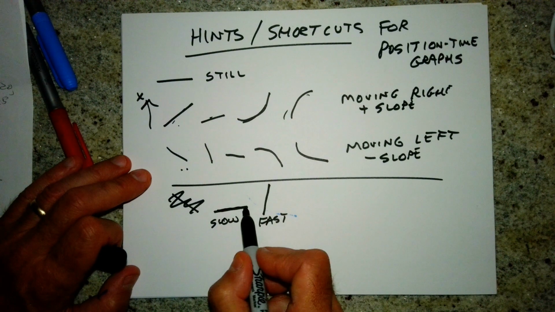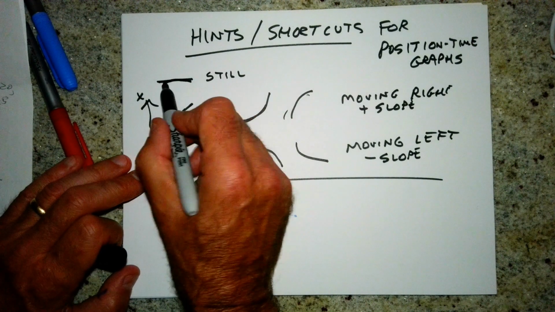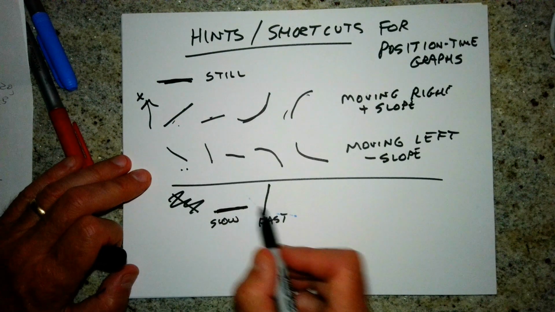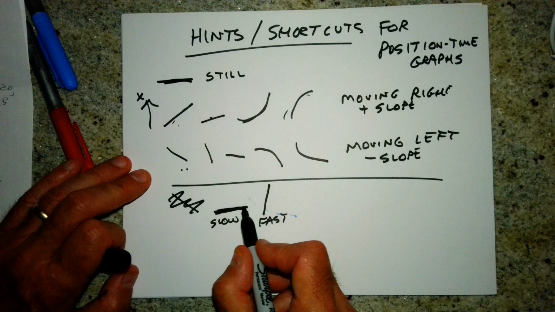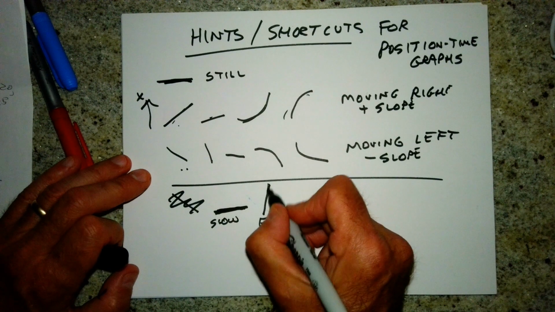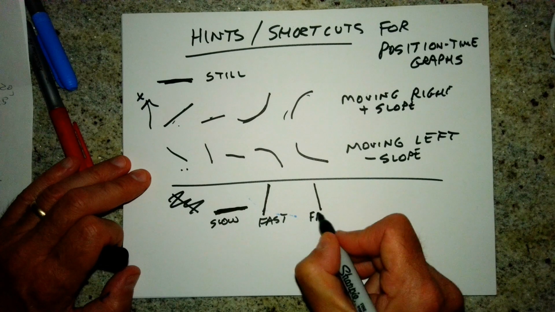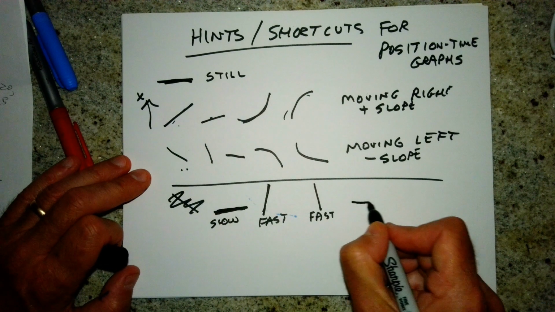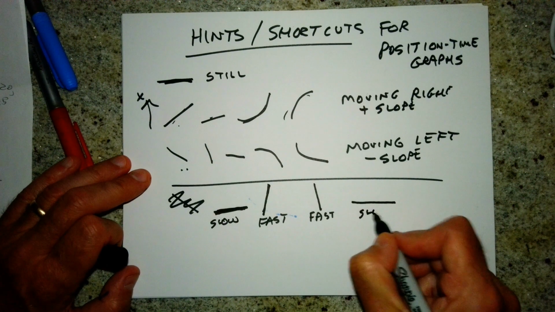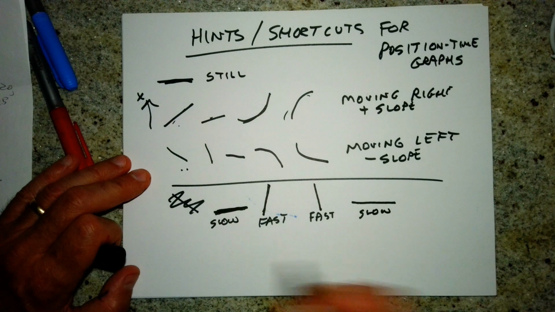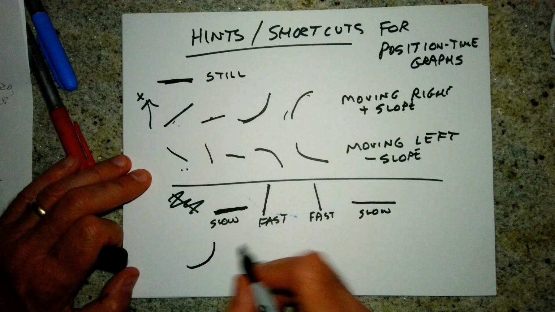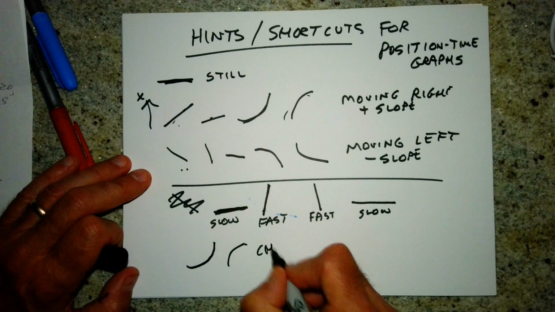The closer the line is to being flat, the closer the car is to just sitting still. So an almost flat line means slow. A very steep line means fast. That can work the other way too. This is steep, it's fast. This is almost flat, so that means slow. Okay? Curve means changing speed.